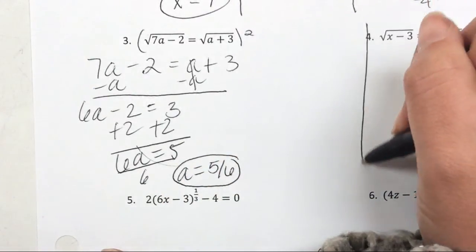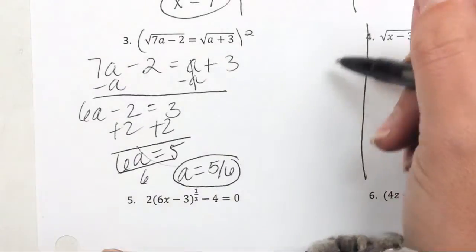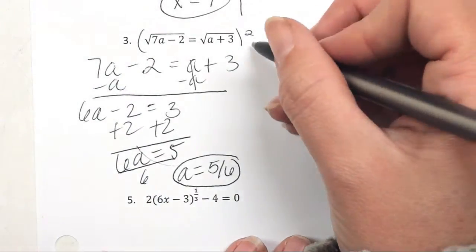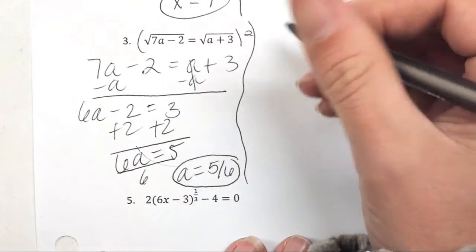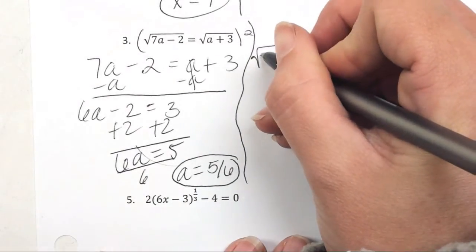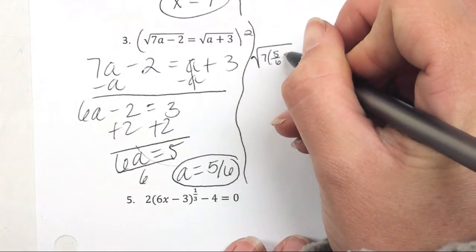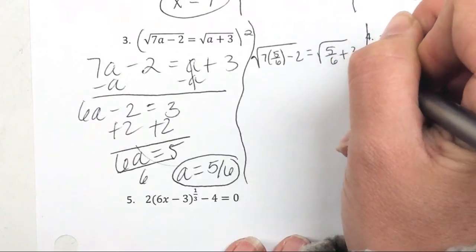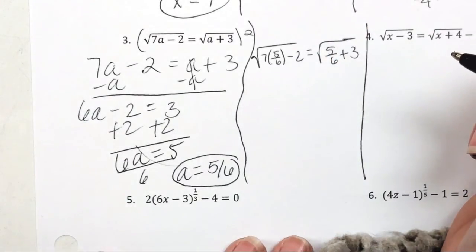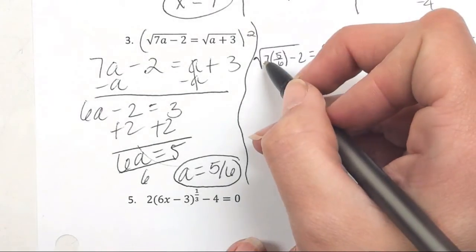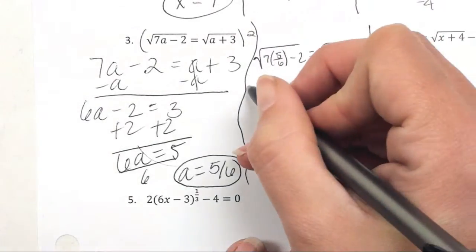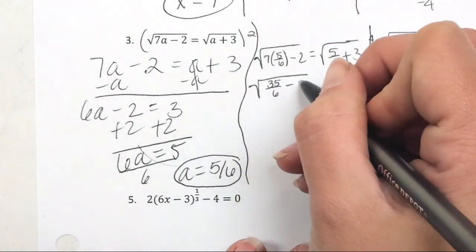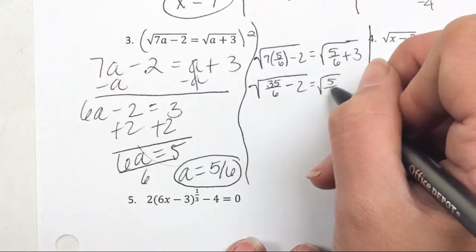And now we have to check it. So I'll do my check work over in this section. And we're going to plug in 5 over 6 into the original for a in both sides. So I get square root of 7 times 5 over 6 minus 2 equals square root of 5 over 6 plus 3. Alright, let me go ahead and multiply these. So 7 times 5 is 35. Our denominator would be 6, minus 2 equals square root of 5 over 6 plus 3.